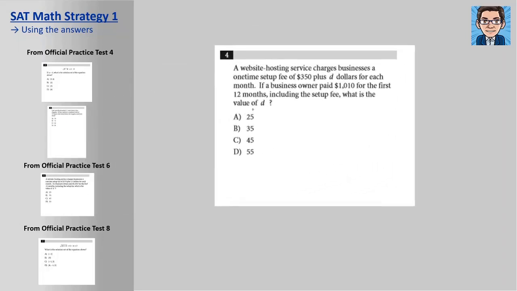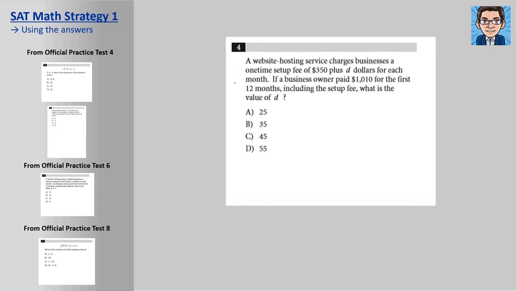Take a look at the third one. A website charges a business a one-time setup of $350 plus an unknown amount of dollars for 12 months. The total is 1,010. So again, using the answers, this is our value for D. Okay, so 12 times D, right? 12 times 25 is going to be 300, plus the 350 setup fee equals 650.